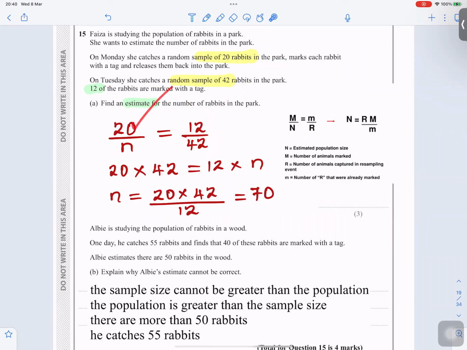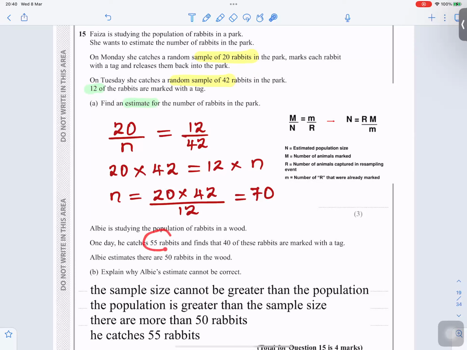You catch 20 in the random sample and you want to find N. To solve this equation, you can cross multiply. 20 times 42 is equal to 12 times N. So N would be, take times 12 to the other side, it becomes divide. N would be 70.